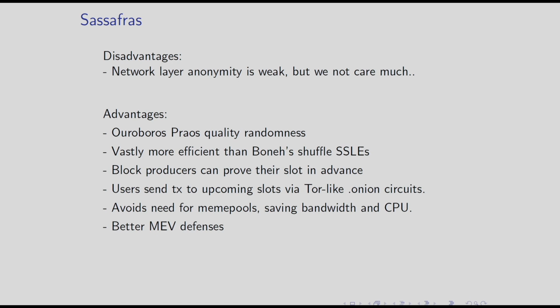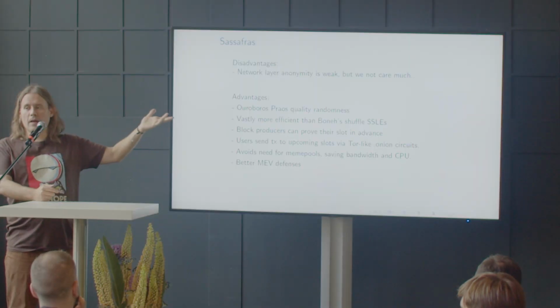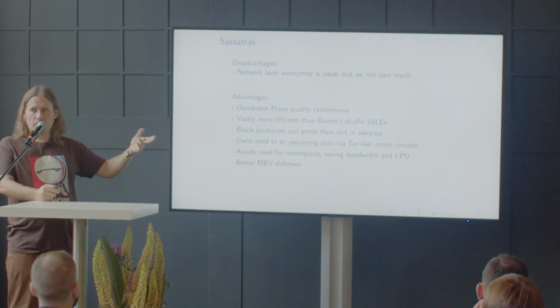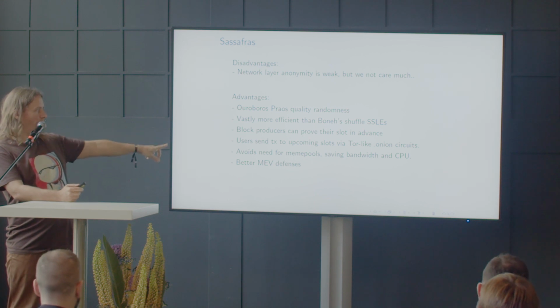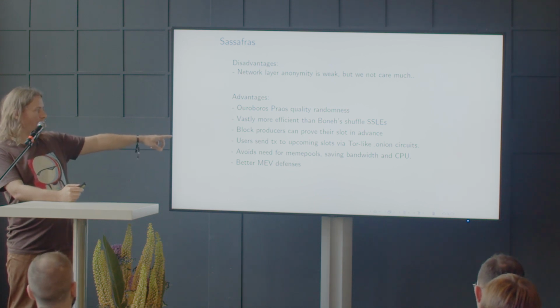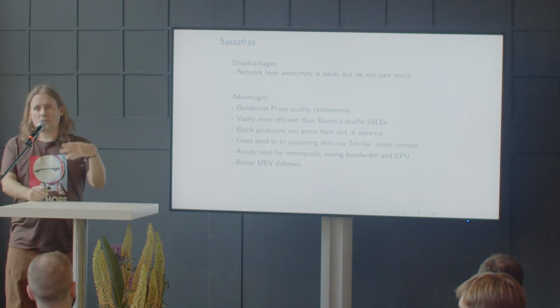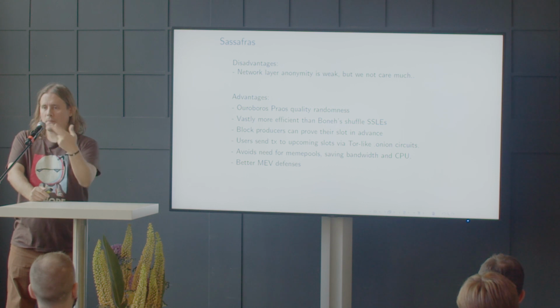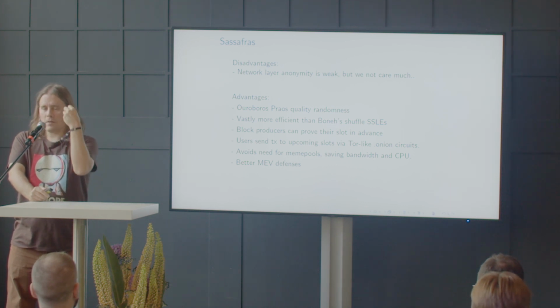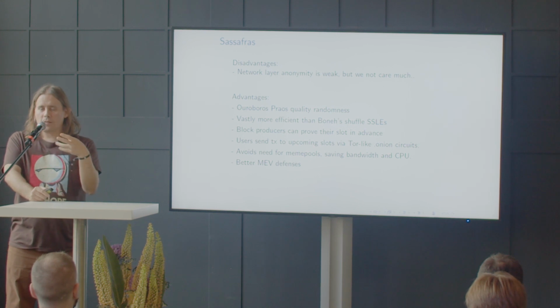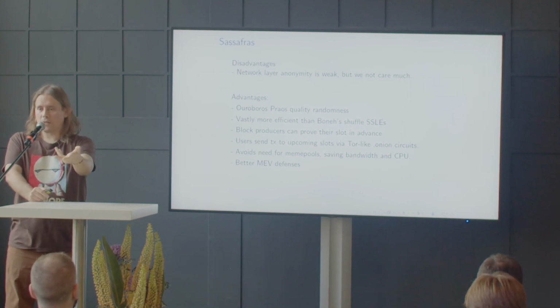And it's vastly more efficient than Boneh's shuffle stuff. And another cool thing, block producers know exactly when their slot is coming in advance, which is either an advantage or a disadvantage. But in our context, it tends to be an advantage, and they can even prove when their slot is coming, which is very cool. And if we add a little bit extra into the ring VRF or use it in funky ways, then we can have essentially a Tor-like circuit to each upcoming slot, to the block producer in that slot, which means that users can just send their transaction directly to a block producer.